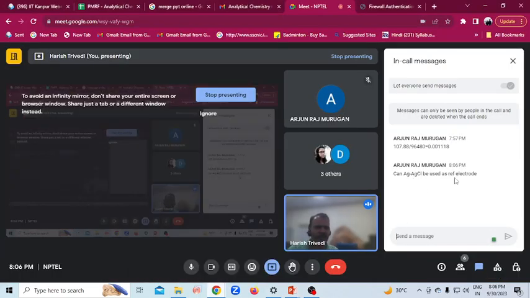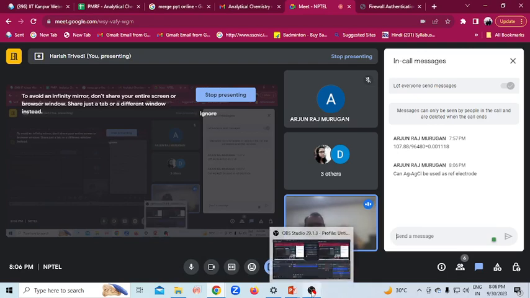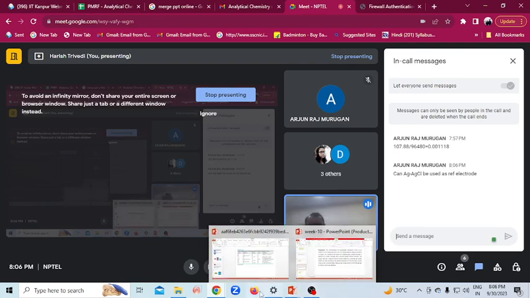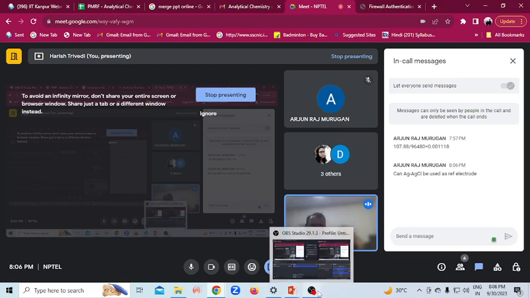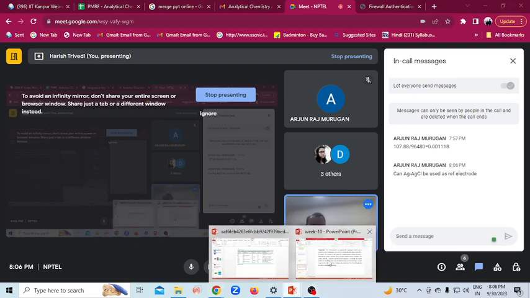Can AgCl be used? Yes, AgCl can also be used as a reference electrode, but it has some significance. I am not very familiar with how to compare these electrodes, but generally the mercury electrode is the one being used. So what are the advantages and disadvantages? We need to investigate more about this.